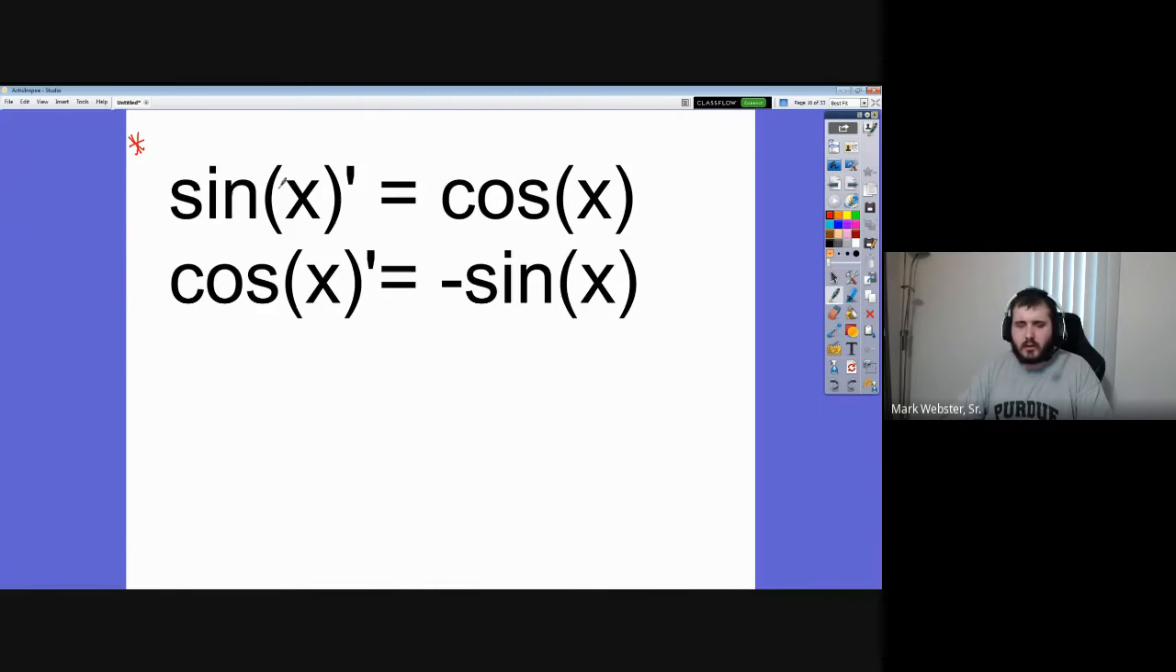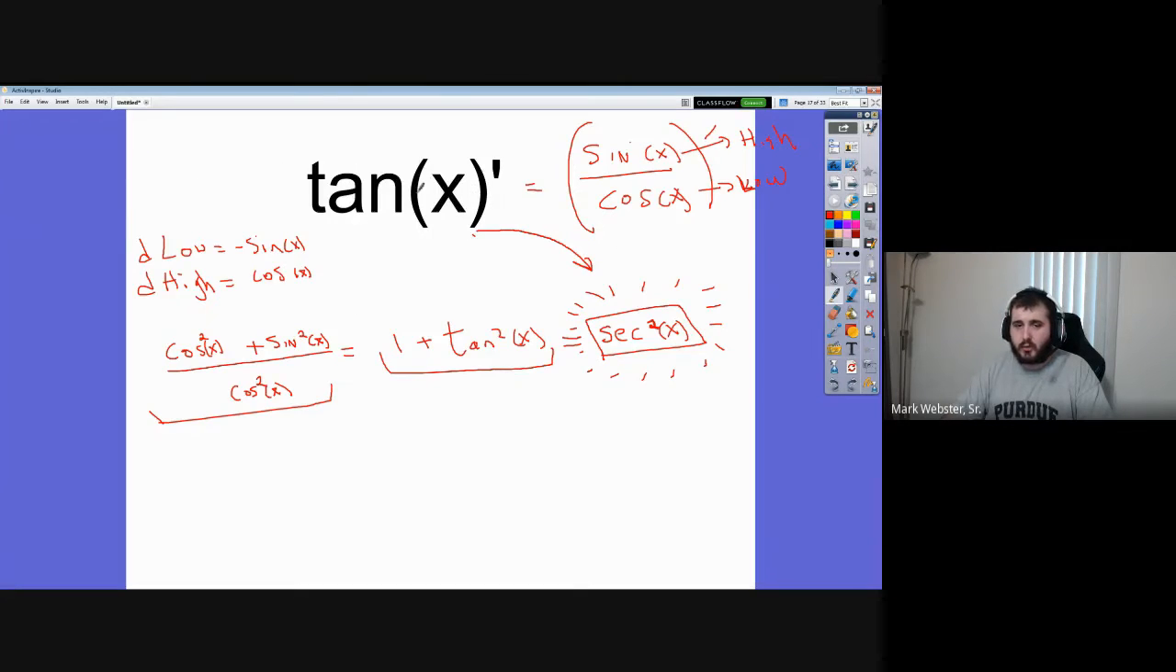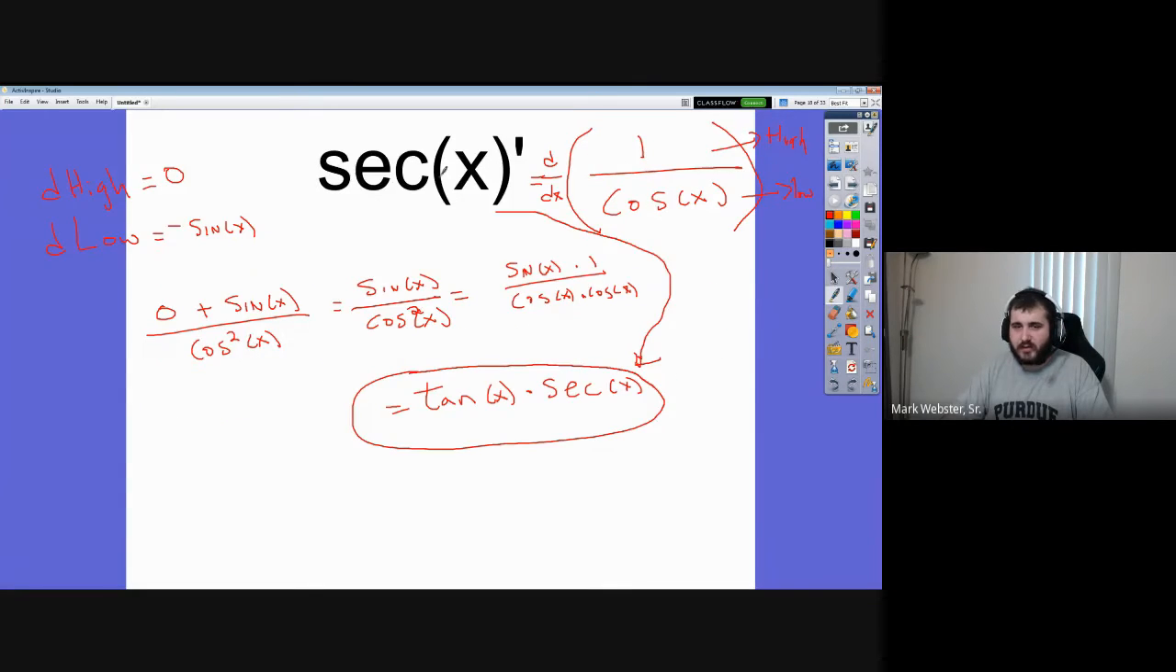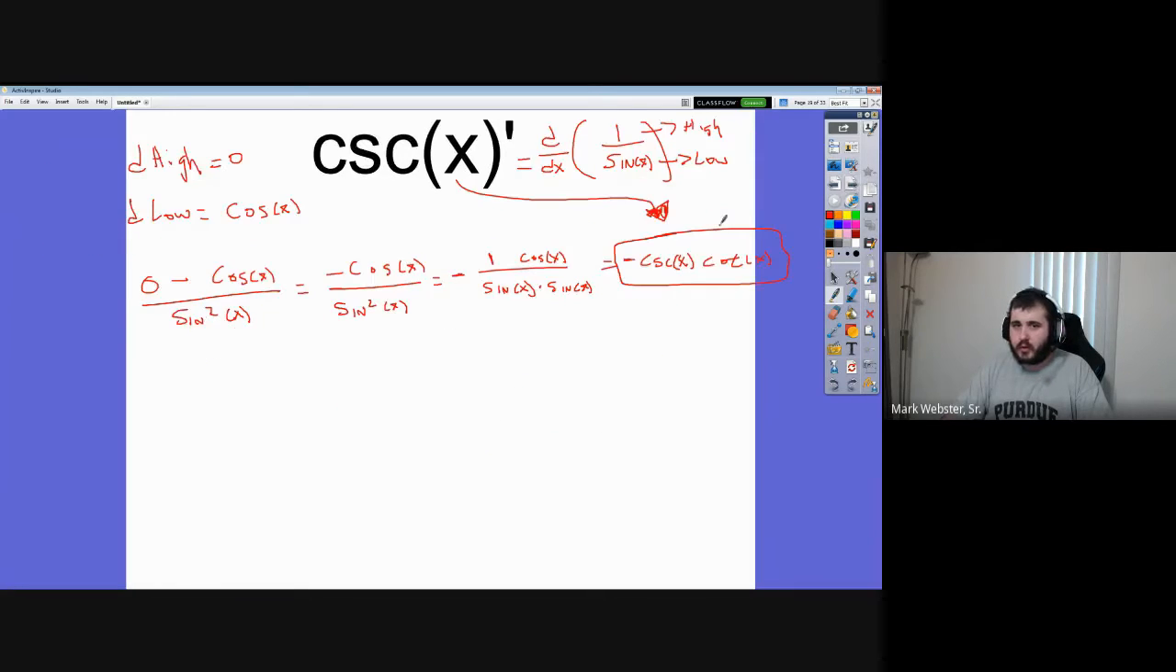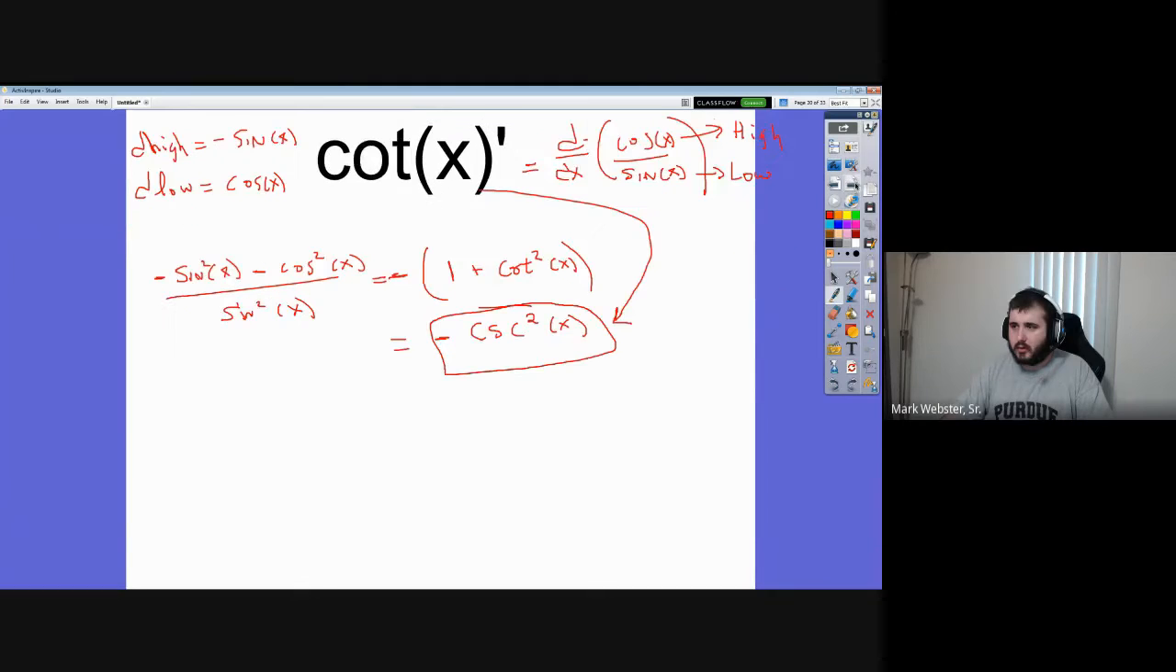The derivative of sine is cosine. The derivative of cosine is negative sine. These I would memorize, and I have memorized. And these are the only two. But if you need to, the derivative of tangent is secant squared. The derivative of secant is secant tangent. The derivative of cosecant is negative cosecant cotangent. The derivative of cotangent is negative cosecant squared.